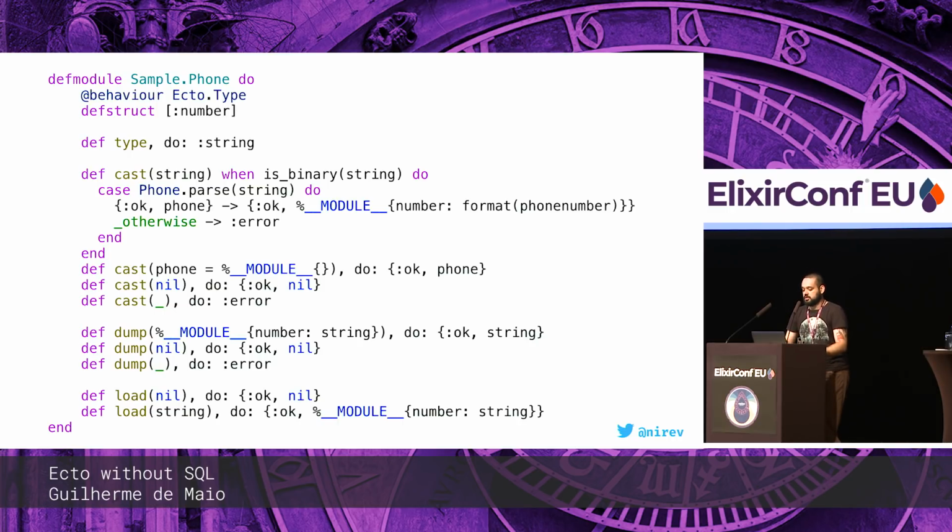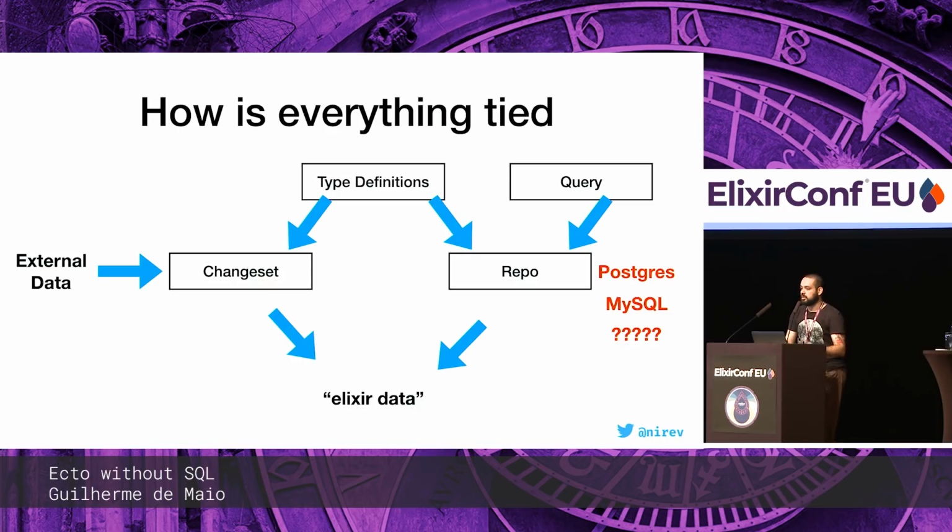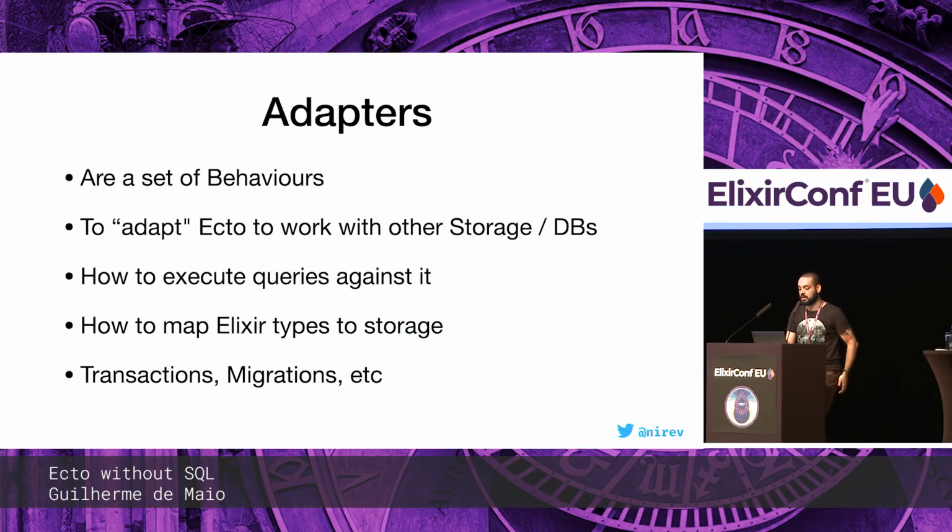Going back to how everything ties together, in the repository you could have different storage. You could go to Postgres, you can go to MySQL, whatever. So how do you do that? The answer is adapters. Ecto ships with a set of adapters, I think it's five, and they're there so you can adapt Ecto to work with other storage and databases.